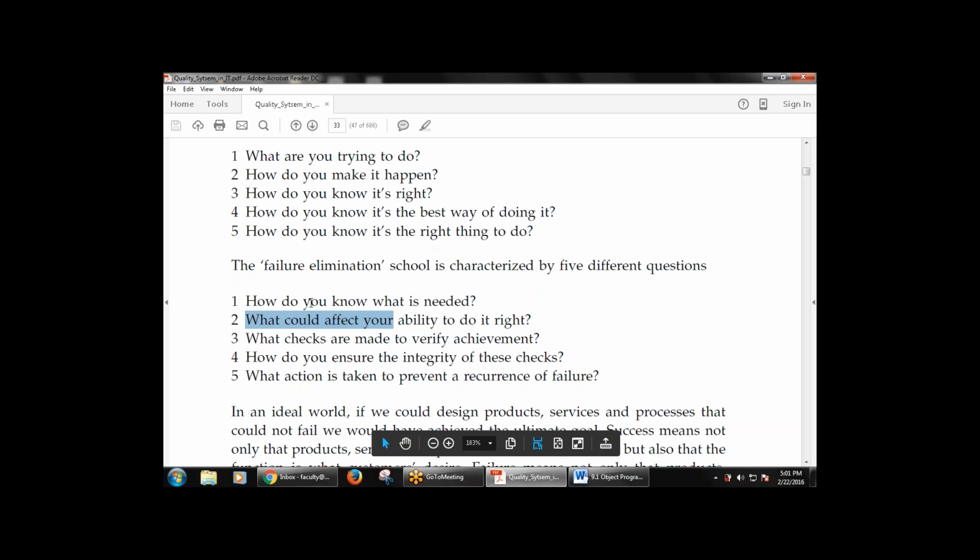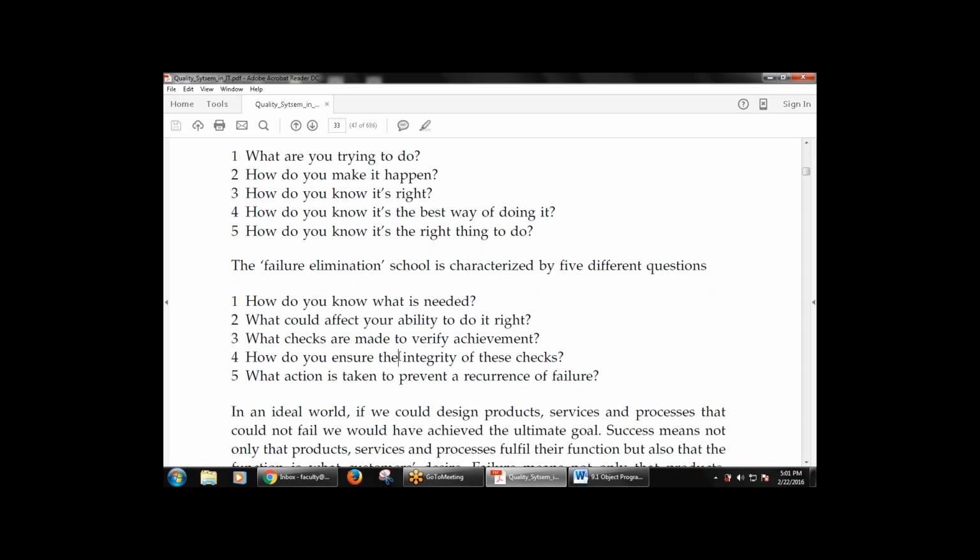That is, what is the ability that is available to do it right? And what checks are made to verify the assignment or achievement? And how do you ensure the integrity? That means, how do you ensure the integrity of these checks? That is, what are the various checks that are available to ensure the integrity of the checks?